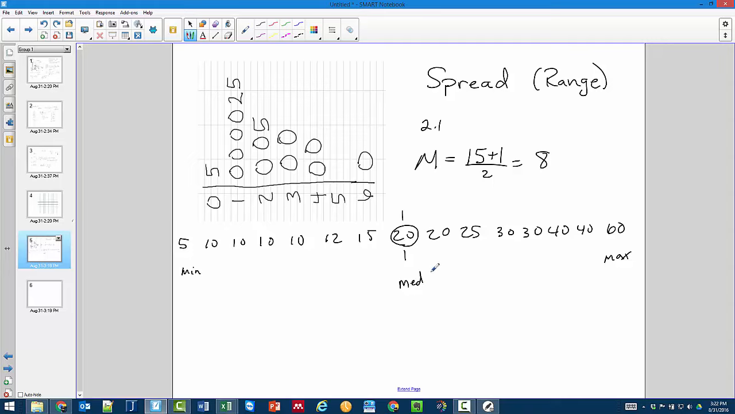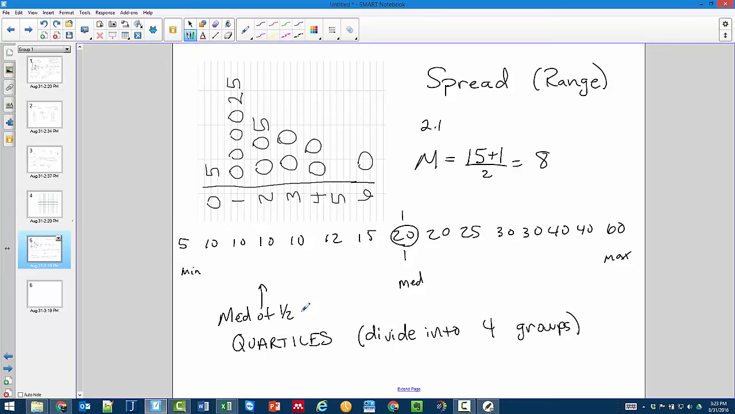But I also want to use something called the quartiles. All right, so quartiles, just like you think of a quarter of a football game or whatever, it means I'm going to divide this thing into 4 groups. Now, the best way to think about the quartile is that this quartile is going to be the median of the first half or set of numbers, and this one is going to be the median of the second set of numbers. All right, so this is my median right here.